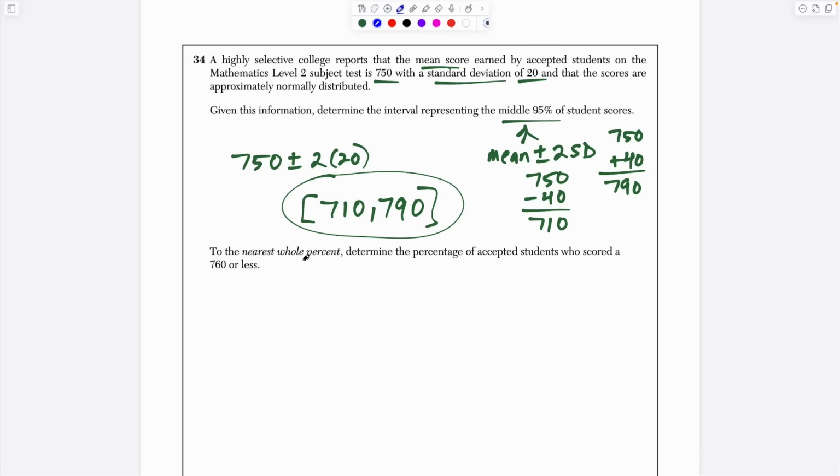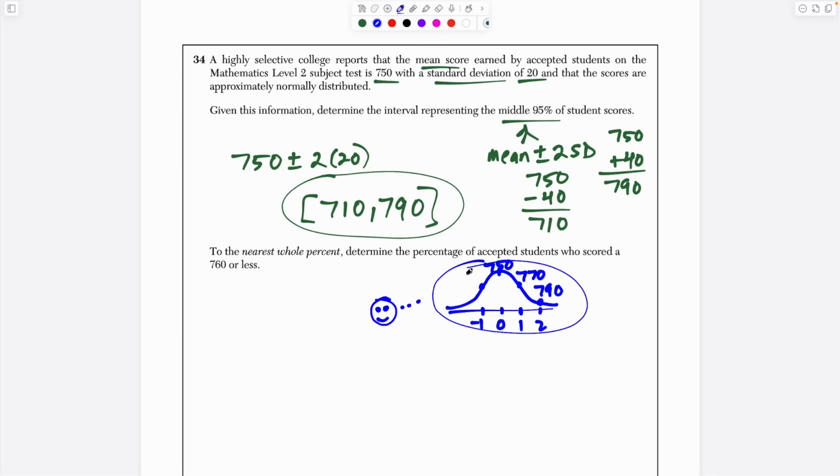Next, to the nearest whole percent, determine the percentage of accepted students who scored a 760 or less. For this one, I think of a normal distribution curve, like this, and they told us that the average was 750. That was the mean. So I'm going to think about that up here, 750. The standard deviation was 20. So as I go forward 1 standard deviation, I do 750 plus 20 is 770. And if I go 2 standard deviations, that brings us up to 790. And then if we go backwards 20, so minus 1 standard deviation, that would put us at 730.